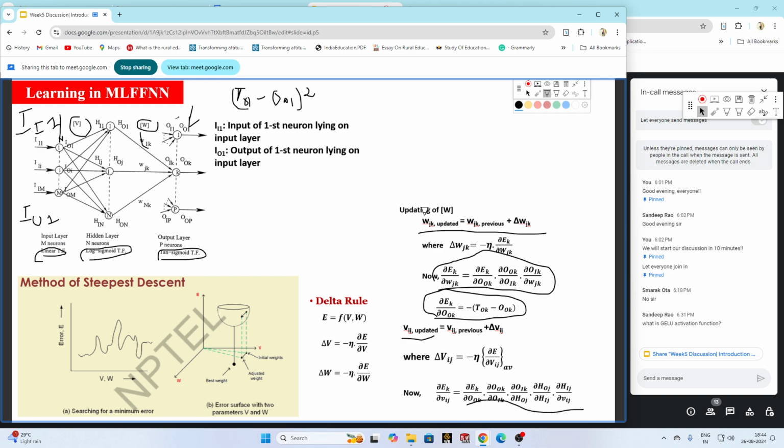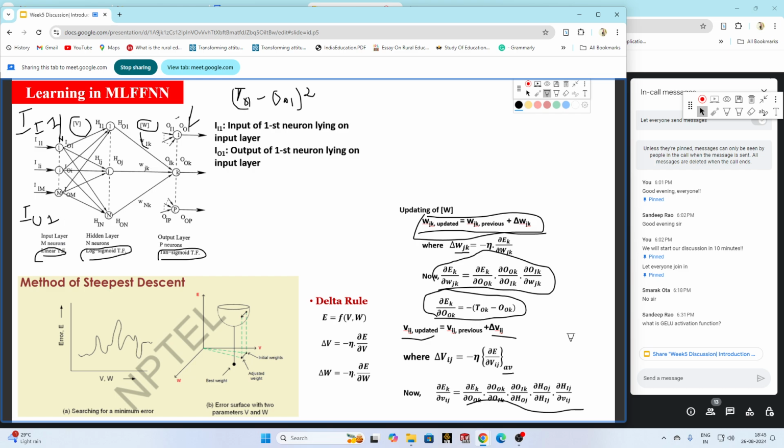Okay, so the main thing is this. For learning in our neural network, we have to update the weight. We update the weight by adding a value to that weight. This value will be minus eta, where eta is your learning rate, times del Ek by del Wjk. Similarly, delta V will be minus eta del E by del Vij, whatever the notation. So is it clear? Any questions?